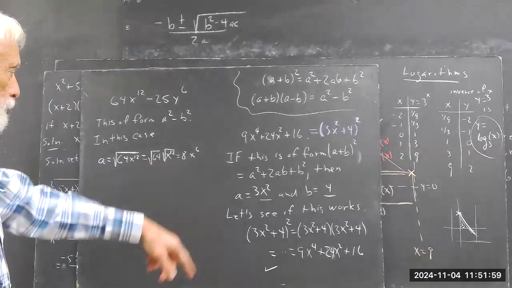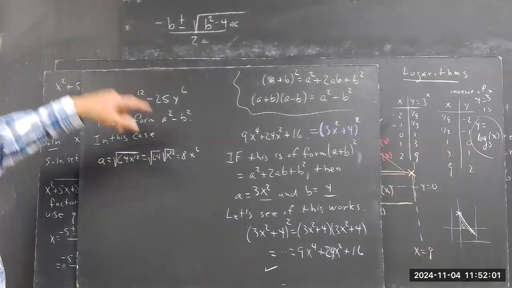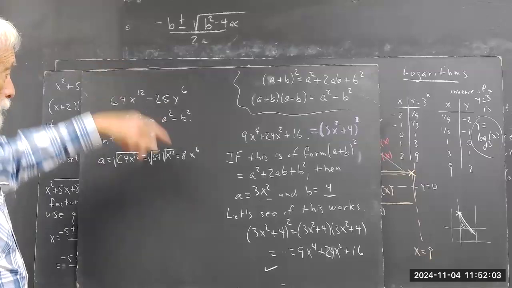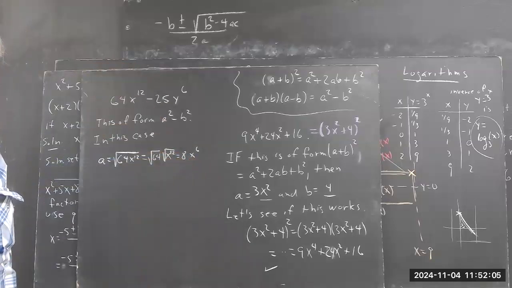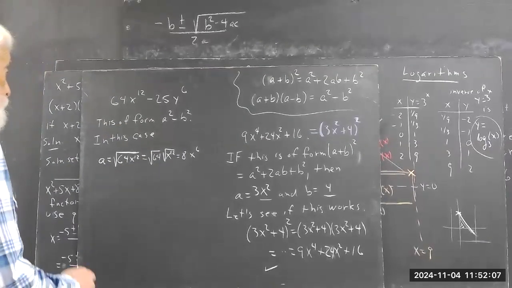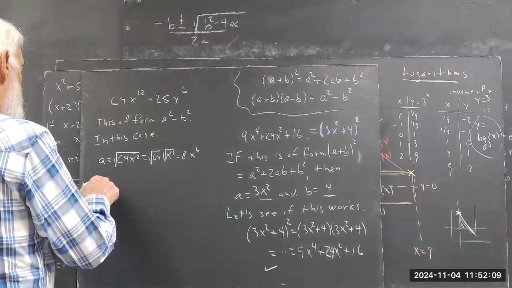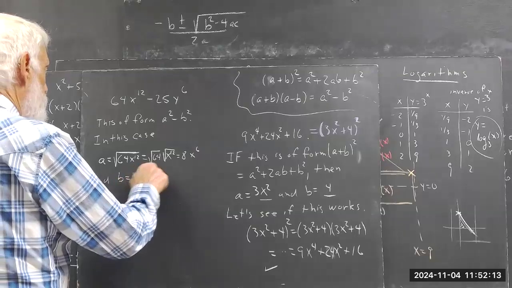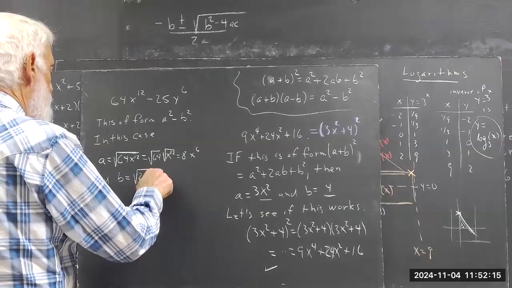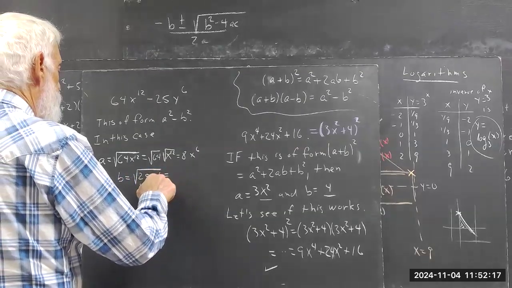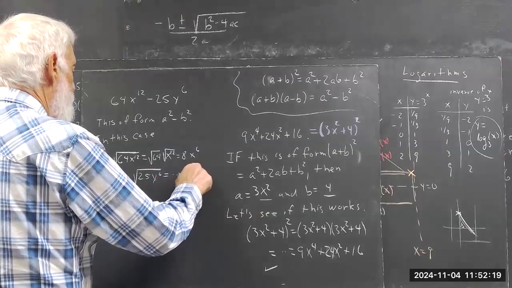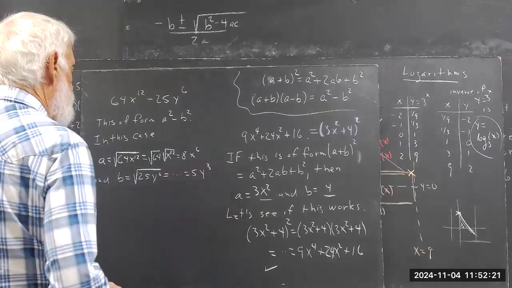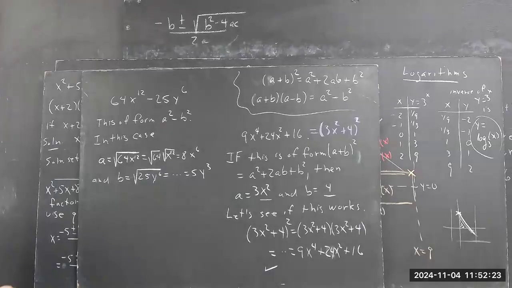I wrote out all the details, but you could see visually, everybody saw it visually. The square root of that is 8x to the 6th. Okay. It'd be 5y cubed.